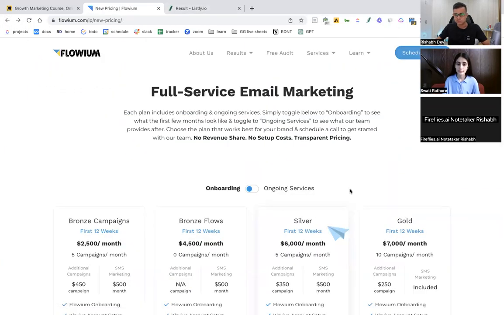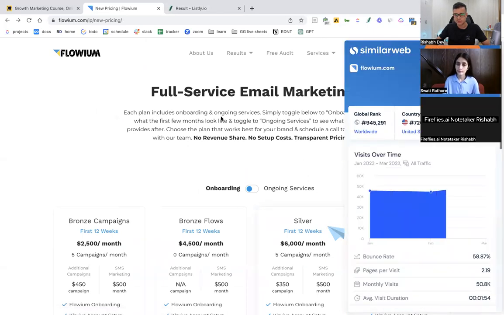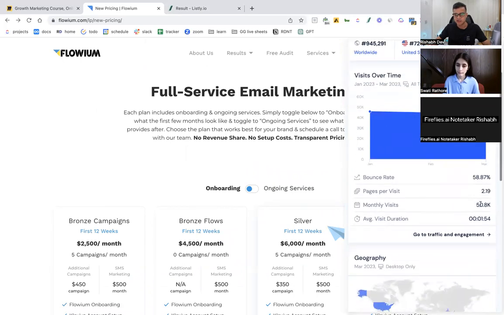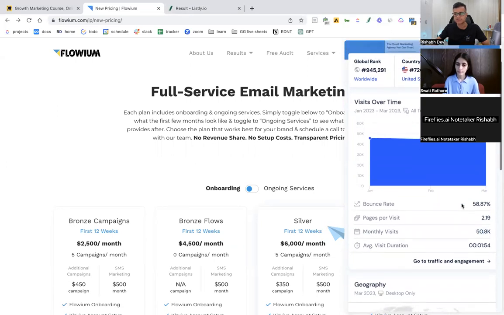Now we can get into the tools. So the first tool is SimilarWeb. This is a Chrome extension. I would just click on SimilarWeb and then see the basic details. First of all, they are getting 50,000 monthly visitors, which is pretty good, right? They had 50,000 traffic in March 2023, 44,000 in Feb, but still just a number.